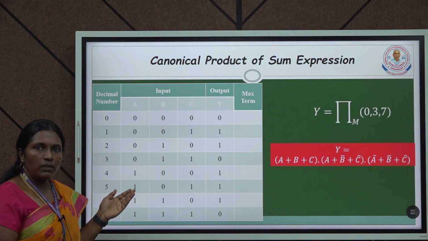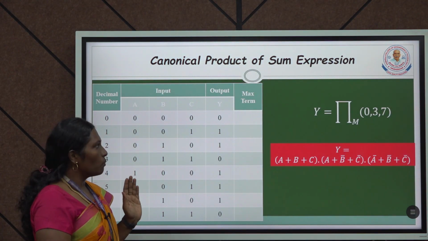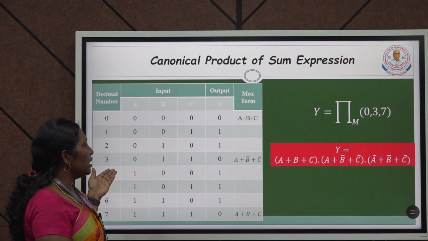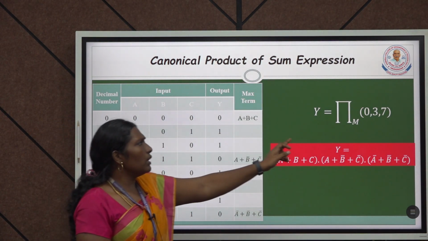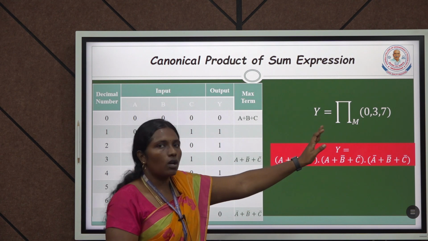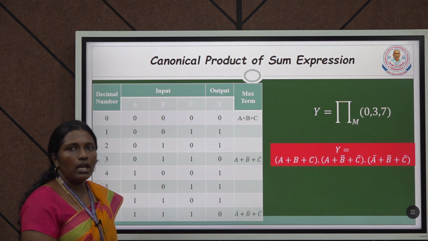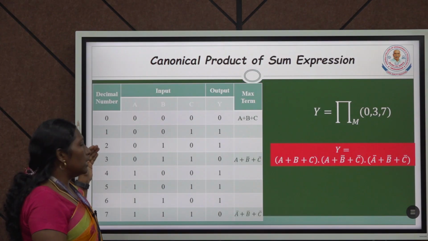The same thing follows for 3 variables also. In 3 variables, the given question is Pi of capital M 0, 3, 7. You have to analyze using the truth table in the initial stages.